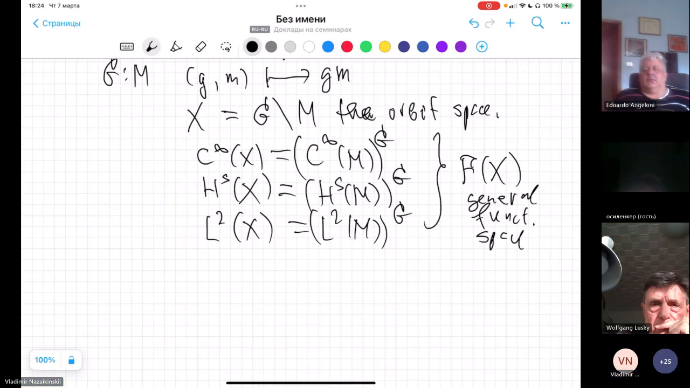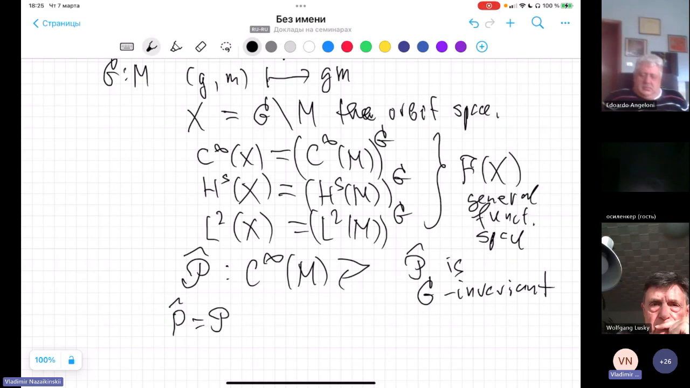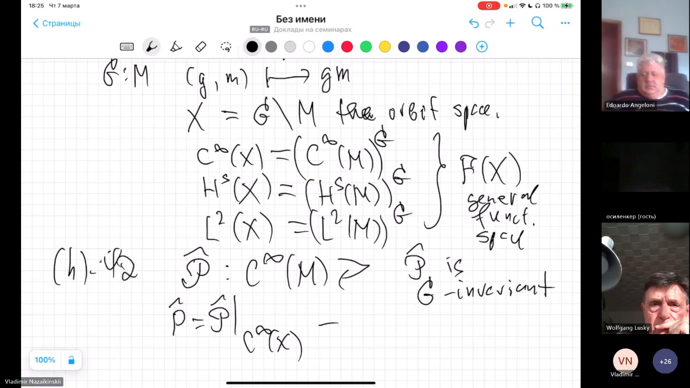And so if we have a differential or pseudo-differential operator P acting, say, in C infinity of M or any other of these spaces, and if P is G invariant, then we can consider the restriction of this P to, say, C infinity of X. If this original operator was an h-pseudo-differential operator on M, then this operator is by definition an h-pseudo-differential operator on X.